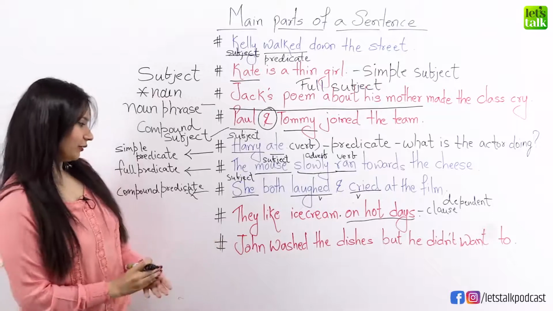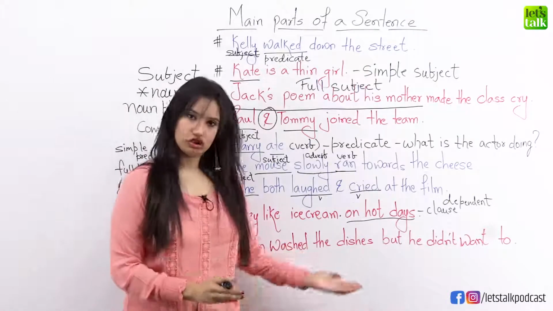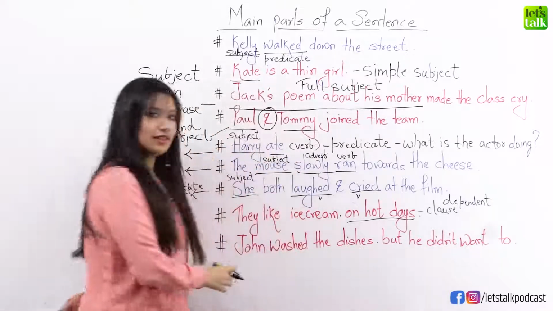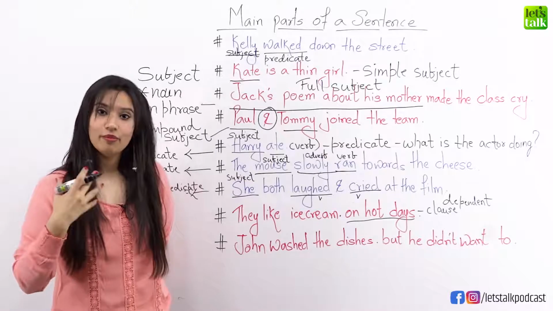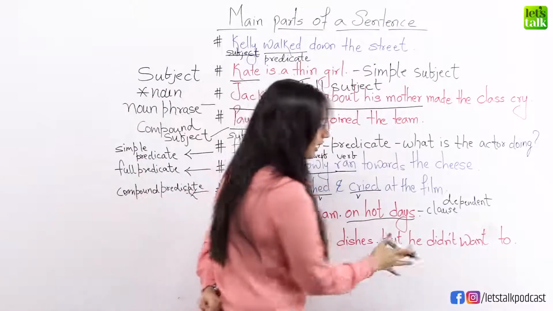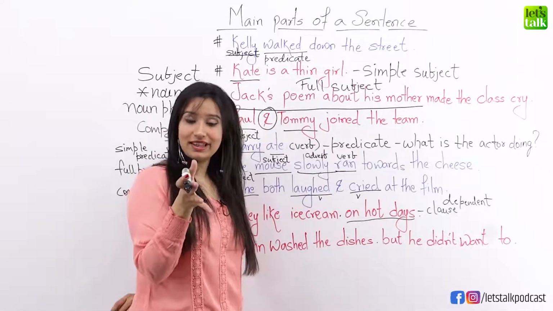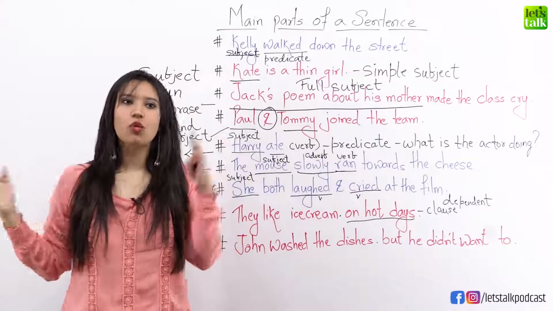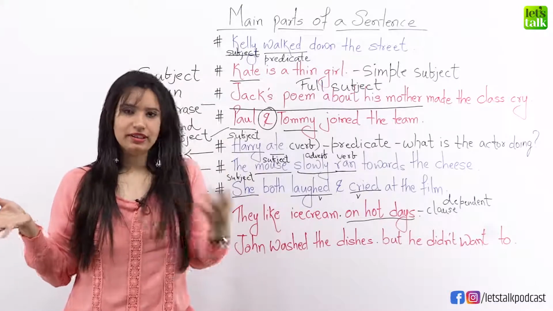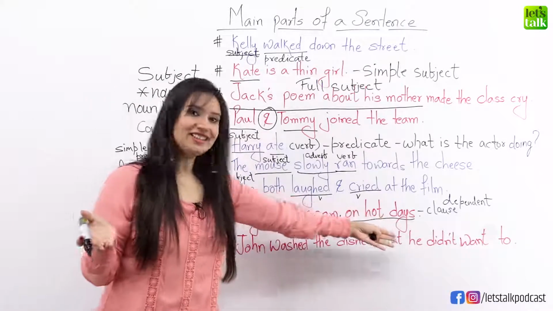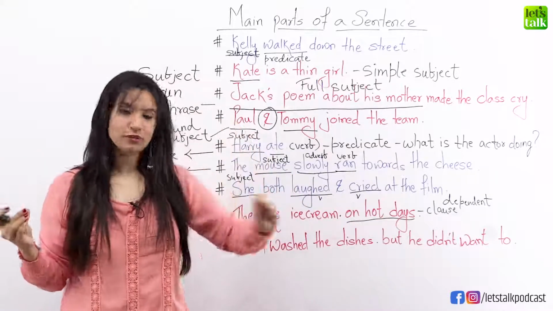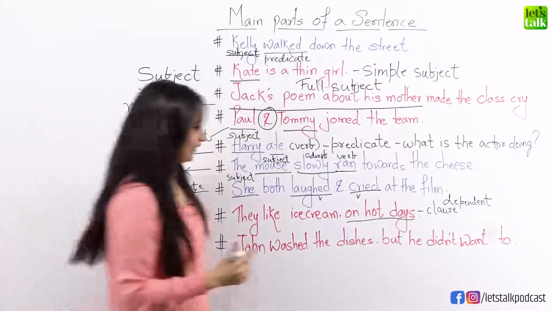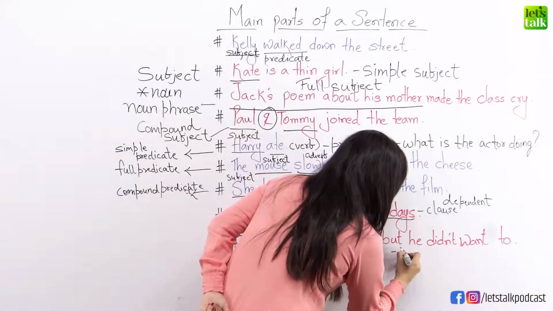Now let's look at the next one that we have. John washed the dishes. Okay, fine, John washed the dishes. So it's a complete sentence, but we add more information to it: but he didn't want to. Now let's look at the sentence, he didn't want to. Is it a complete sentence? Yes, it is. So that's why this is an independent clause, because it is not dependent on the first part of the sentence. So this is an independent clause for you.